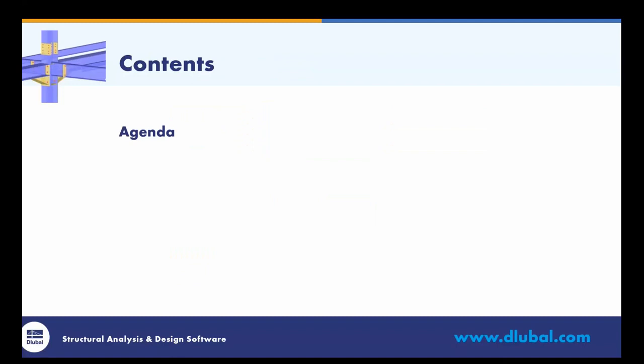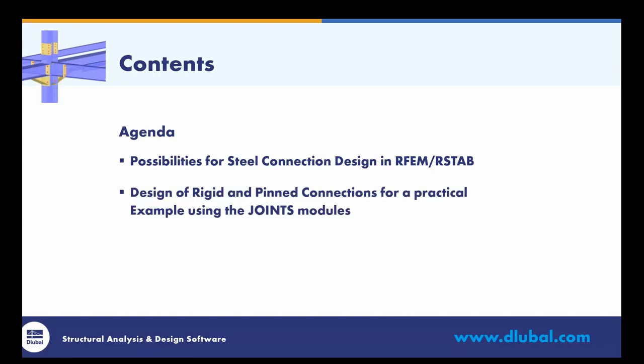Now we will have a quick look at the agenda. We will have a brief look at the modules that we have for designing steel connections in RFEM and RSTAB. And we will do a design of rigid and pinned connections for a practical example using two of the joints modules.